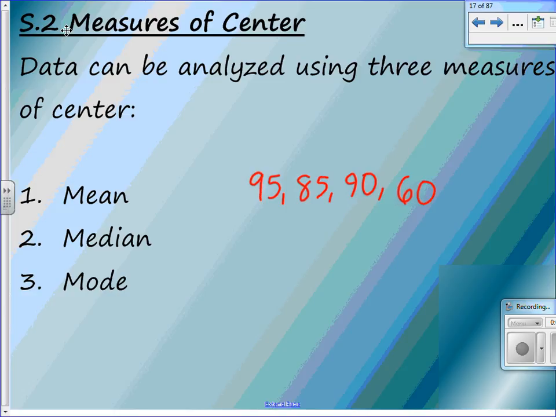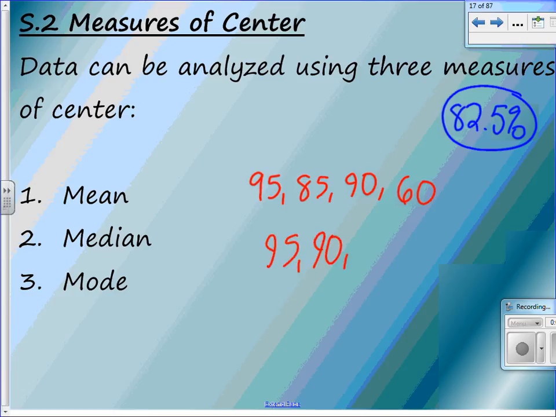What'd you get? Isabel? 82.5. So it would report that for this mark period, your test average was 82.5%. Now let's compare that to the median. For median, you do have to put it in order first. So you do 95, 90, 85, and 60.